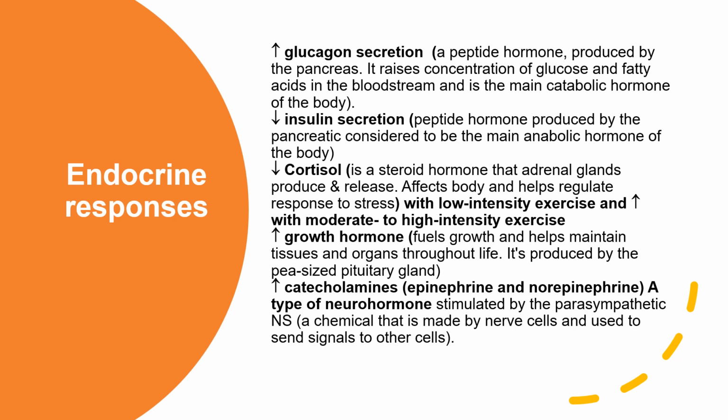These endocrine responses to acute exercise play an important role in regulating energy metabolism, mobilizing energy stores, maintaining blood glucose levels, and promoting tissue repair and adaptation. The magnitude and duration of these responses depend on factors such as exercise intensity, duration, and individual fitness level. Regular exercise training can lead to adaptations in the endocrine system, resulting in improved metabolic efficiency and overall fitness.